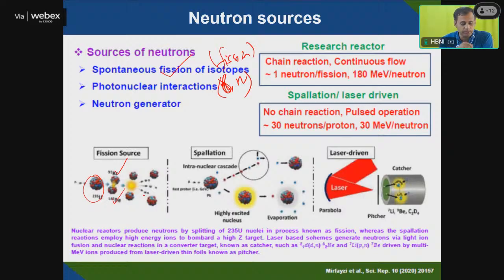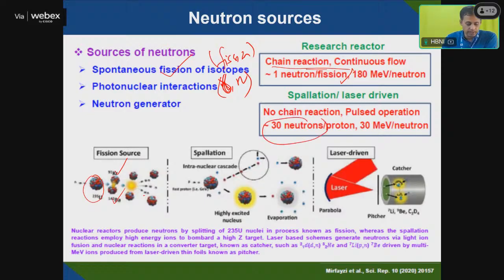That is another possibility. And third is the neutron generator. You can use different spallation sources, high energy sources, either laser driven, where a high energy laser can knock out particles. Mostly the spontaneous fission reaction occurs in a research reactor following the chain reaction, so you get 1 neutron per fission and an energy of 180 MeV per fission. And in case of spallation or laser driven, there is no chain reaction. Here it is pulse operation and you get about 30 neutrons per photon.